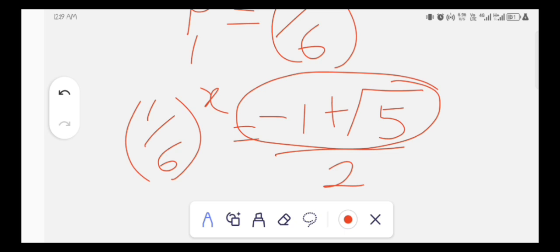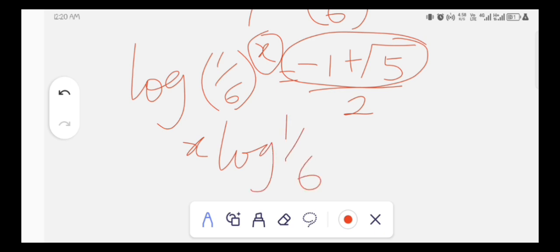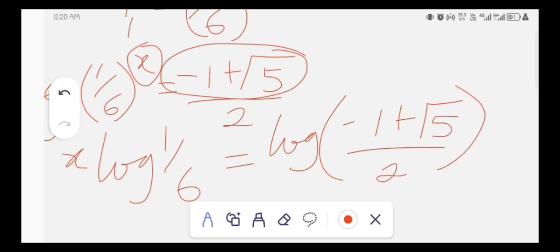To simplify this further, getting the value of x, what we need to do here is to take the logarithm of both sides of the equation. So taking the logarithm of both sides, we shall have x log 1 upon 6 is equal to the logarithm of minus 1 plus the root of 5 upon 2. So recall that whenever the logarithm is written without a base, it actually refers to the base of 10.